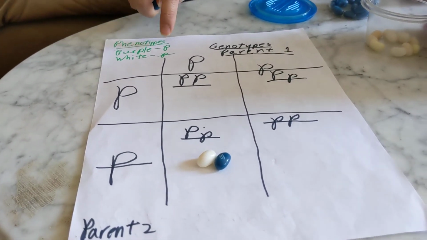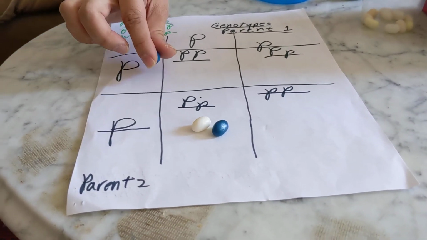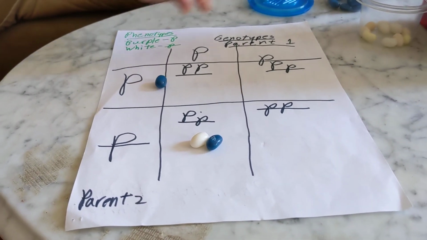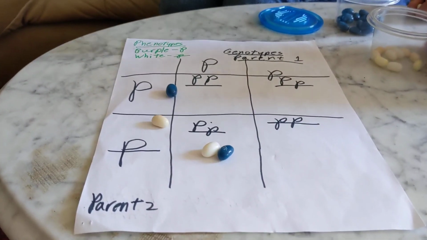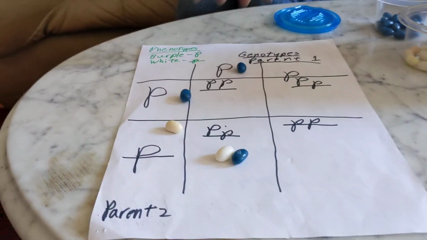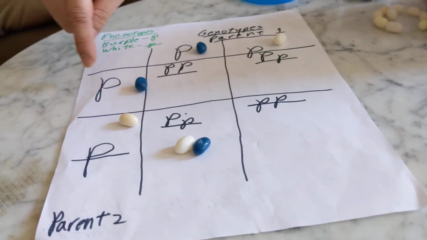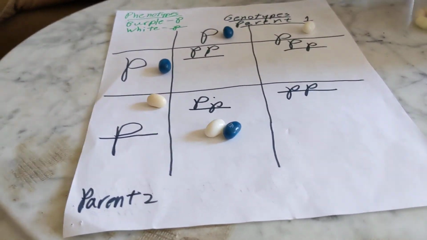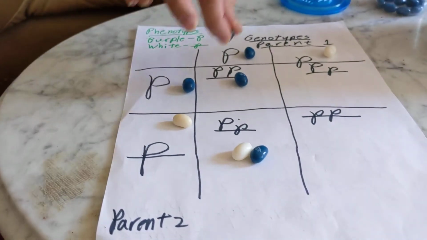So you have, again, capital P for purple, lowercase p for white. So you have the blue and the white. And over here again, blue and white. And this is where you have the combination. So purple and purple. So in this case, you have purple and purple.